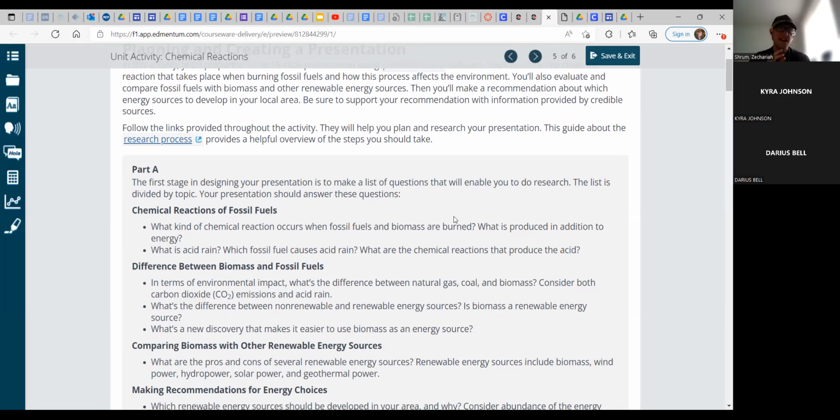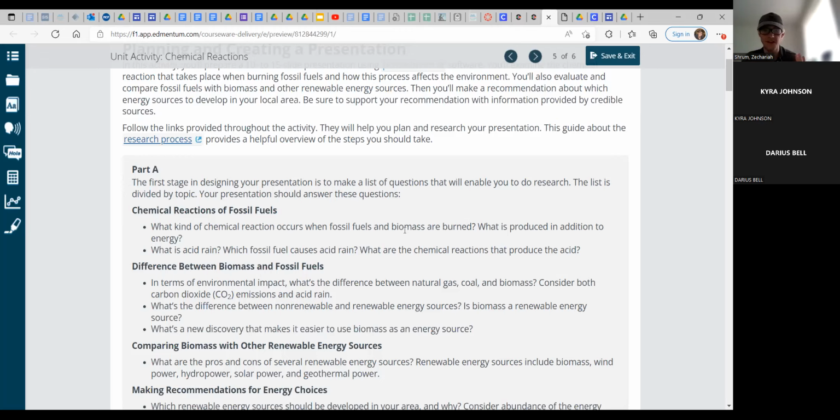So part A gives you a list of questions that will help you with your research, and it's under each topic. So the bold is the topic, and then you have 2-3 questions under each topic. And that's a really good way to structure that presentation. So each topic could be a slide, and then on that slide, you're answering these questions.